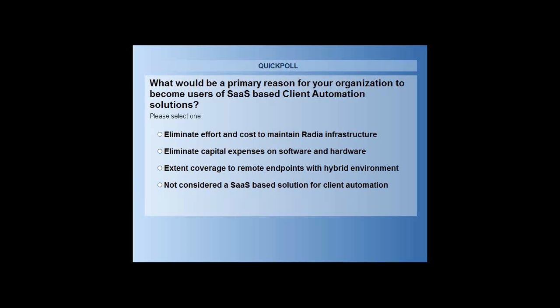I think the initial response is suggesting that SaaS is still new for a lot of folks, so they still have to evaluate how they can best evolve client automation and use it in a SaaS environment. That seems to be the response so far. Almost 45% have not considered a SaaS-based solution for client automation yet. But those who have, 27%, are saying that the reason they want to consider SaaS is to eliminate effort and cost to maintain a client automation infrastructure such as Radia.